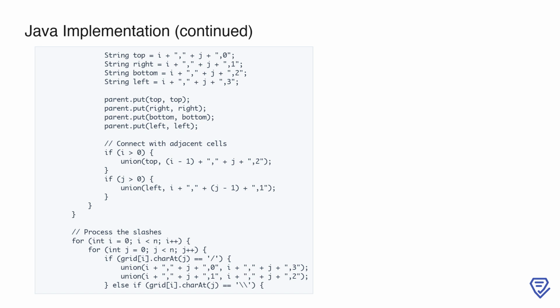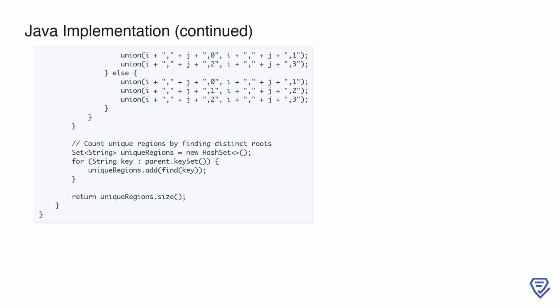Now, we move on to processing the slashes within the grid. For each cell, we check the character at its position. If it contains a forward slash, we connect the top segment to the left and the right segment to the bottom, effectively dividing the cell diagonally. If the cell contains a backslash, we connect the top segment to the right and the bottom segment to the left, dividing the cell diagonally in the opposite direction. If the cell is empty, we connect all four segments together, treating the cell as a single unified region.